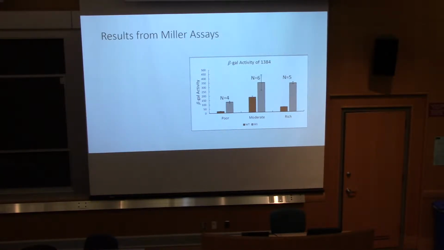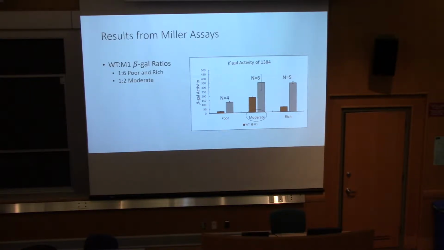Okay, results time. So on the x-axis, we see the 3 media conditions: poor, moderate, and rich. In orange, we have our wild type riboswitch, and in gray, we have our mutant 1 riboswitch. Now what I can do with the results seen to the right is compare the wild type to mutant 1 ratios of our beta-gal activity across the 3 media conditions.